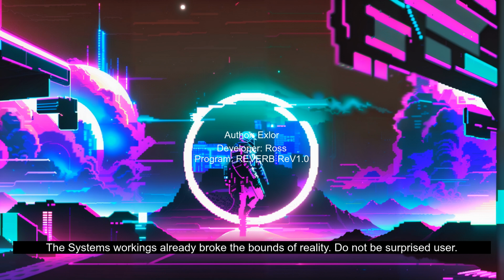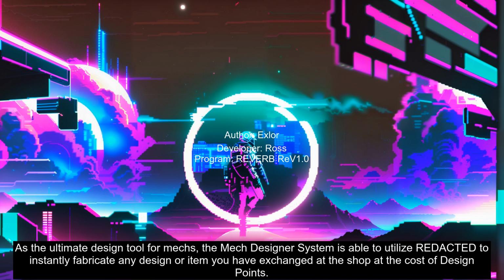Do not be surprised, user. As the ultimate design tool for mechs, the Mech Designer system is able to utilize Redacted to instantly fabricate any design or item you have exchanged at the shop at the cost of design points.